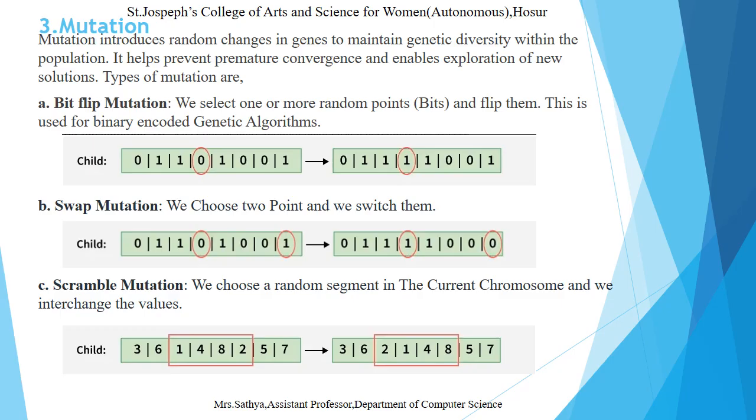And then scramble mutation. We choose a random segment in the current chromosome and interchange the values. Here we have a set of values 1, 4, 8, 2, and it will be scrambled, that means the chromosome is mixed. It is called scramble mutation. Mutation ensures exploration of new possibilities. It prevents premature convergence.